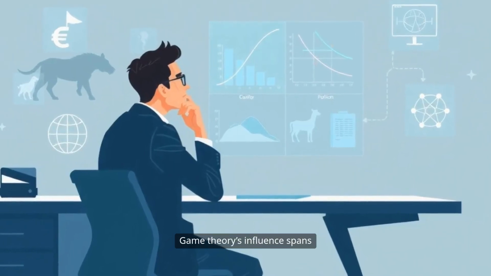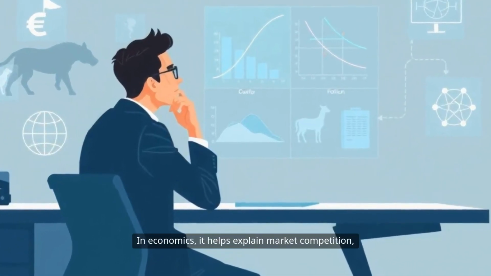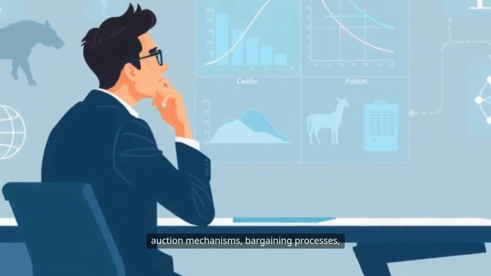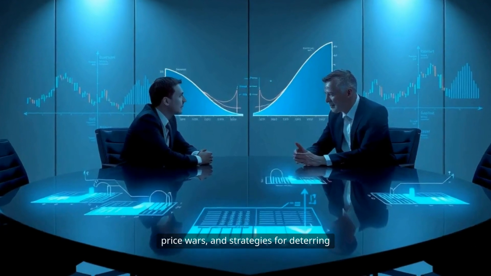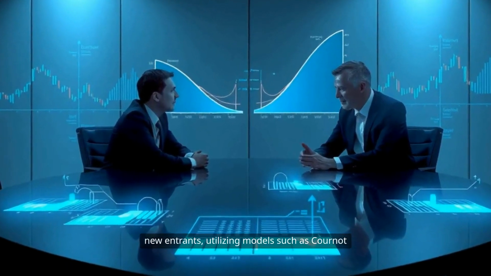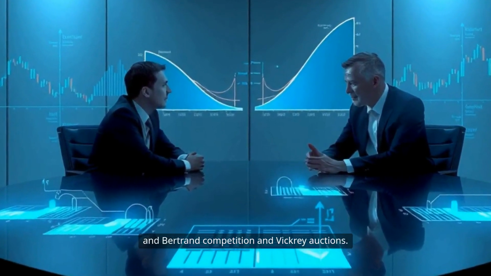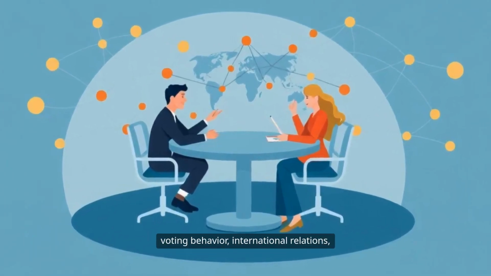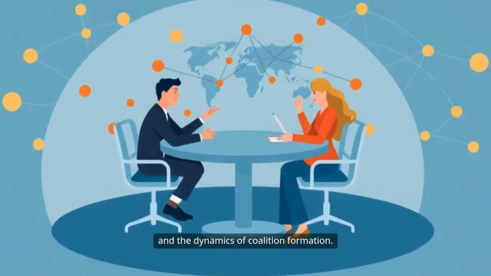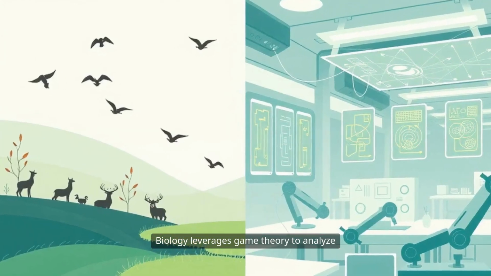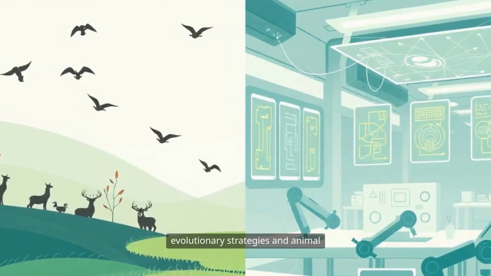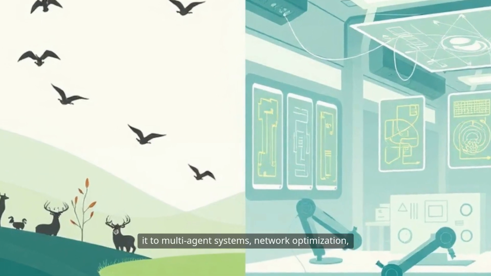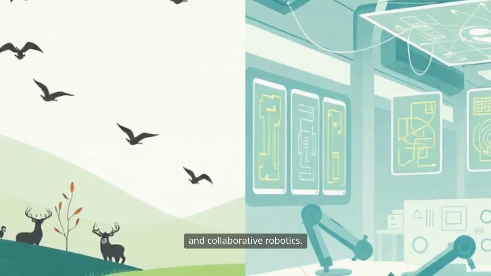Game theory's influence spans a remarkable range of disciplines. In economics, it helps explain market competition, auction mechanisms, bargaining processes, price wars, and strategies for deterring new entrants, utilizing models such as Cournot and Bertrand competition and Vickrey auctions. In political science, it illuminates voting behavior, international relations, and the dynamics of coalition formation. Biology leverages game theory to analyze evolutionary strategies and animal behavior, while computer science applies it to multi-agent systems, network optimization, and collaborative robotics.